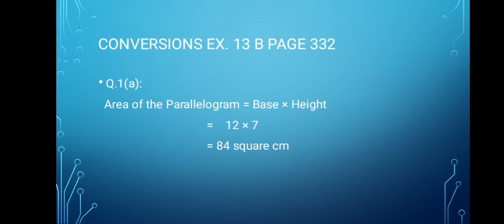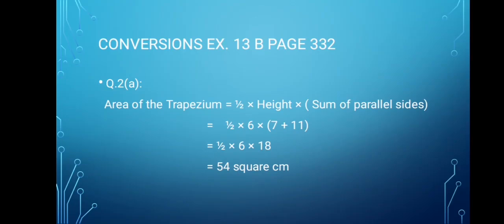In question number 1, if you read the statement given on page 332, we have to calculate the area of a parallelogram. If you look at the data given there, the base is 12 centimeters and the height of the parallelogram is 7 centimeters. So I have applied the formula of area of parallelogram. We know that the area of a parallelogram is base multiplied by height. So substitute the values in this formula: 12 into 7, which is 84. So our answer is going to be 84 square centimeters. So the area of the parallelogram is 84 square centimeters.